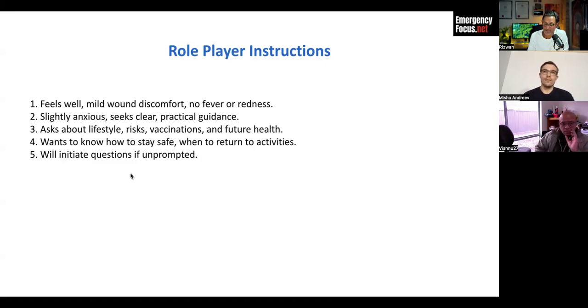He would obviously be anxious because his spleen has been taken out and he's heard or read about it in the media or on some information booklet. Ask about the lifestyle risk, vaccination, and future health issues. He wants to know about staying safe, and will initiate questions if unprompted. The patient will also initiate questions if you're not addressing his concerns.